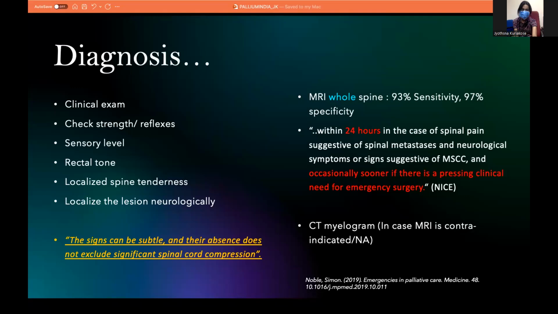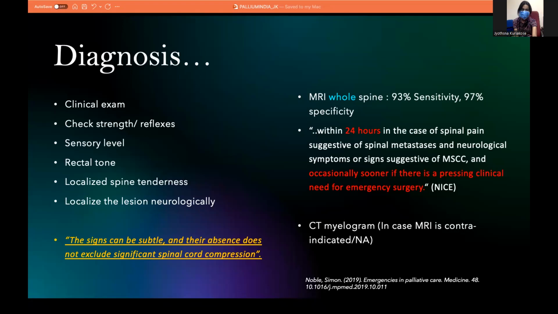Another important point to note is that these signs can be very subtle, and the absence of these physical signs does not exclude significant spinal cord compression. So how do we investigate this? Usually the gold standard investigation of choice is MRI whole spine. Why whole spine? Because, as we saw earlier, around one third of patients present with multiple vertebral spinal involvement, and sometimes the clinical localization may not correlate with the actual problem.